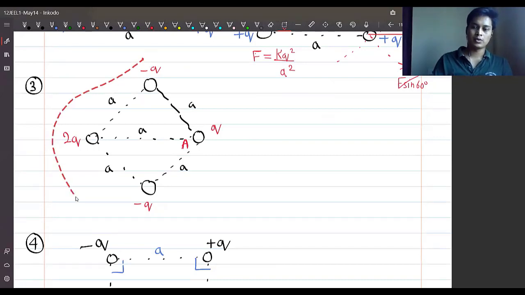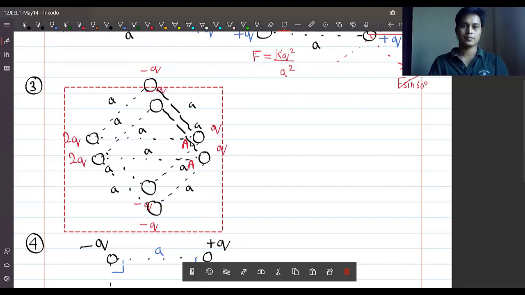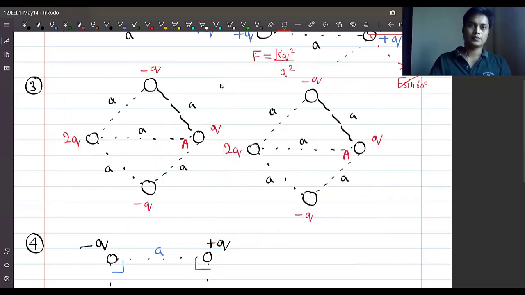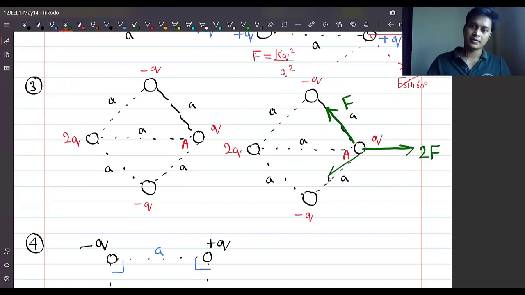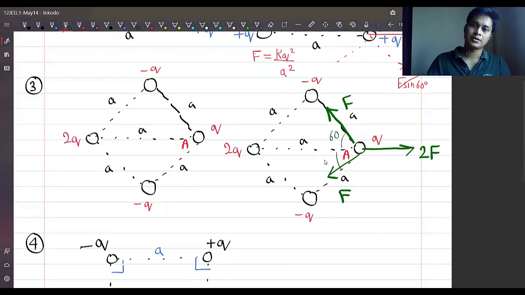Next, suppose you want to find the solution for this. So here the force will be repulsive on this. 2q, force is 2q. To calculate it will be f. What is f? F is kq square by a square. Negative. So it will be f here, f here. This angle is 120. So half would be 60 degree. This is 60 degree. This is also 60 degree.